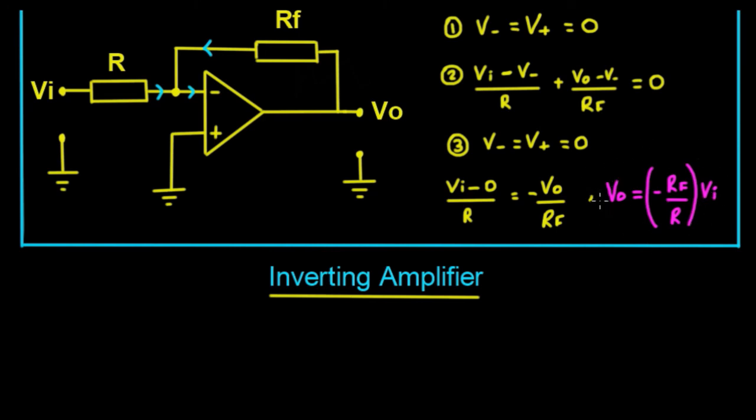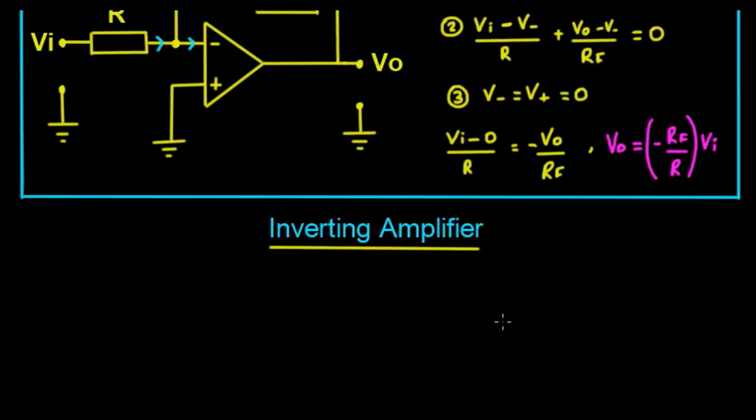So it's telling us that the output voltage is equal to the input voltage times the ratio of the resistor RF to R, and it's also going to be inverted because there's a negative sign there. So that there is our inverting amplifier, and again we'll see that again whenever we have a look at it in the videos to come.